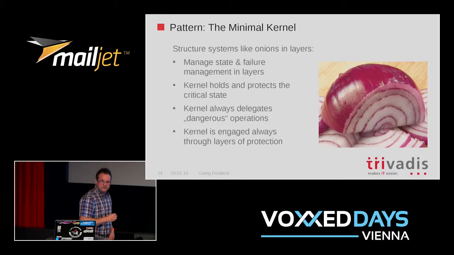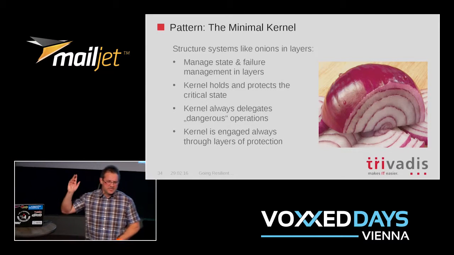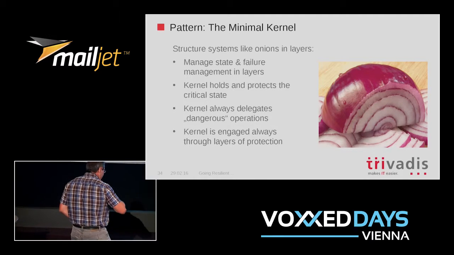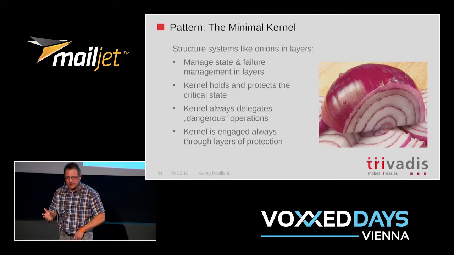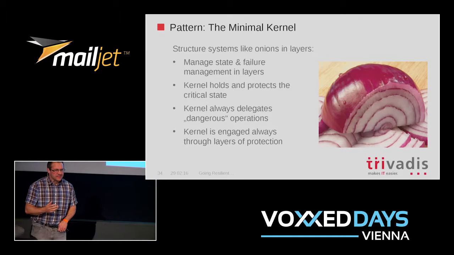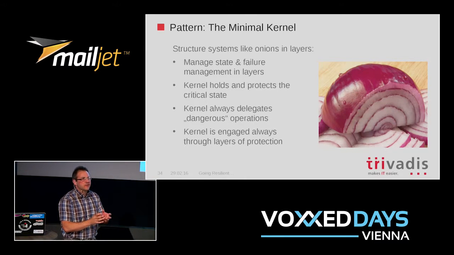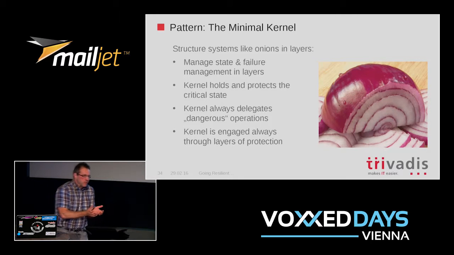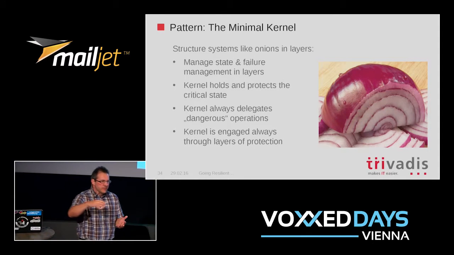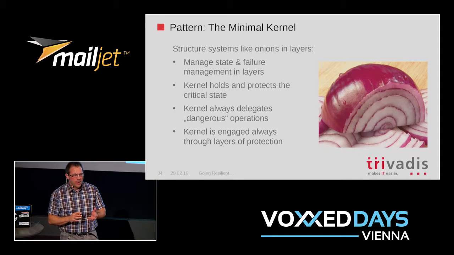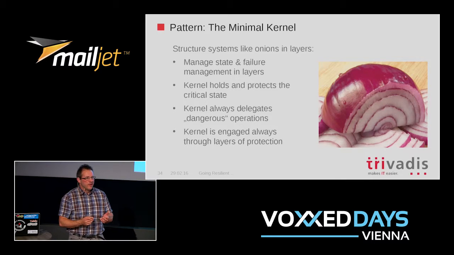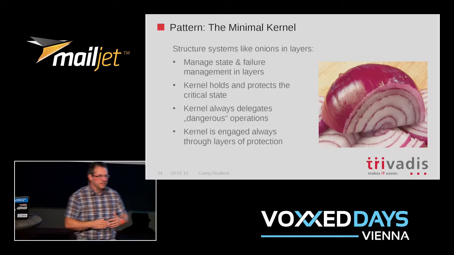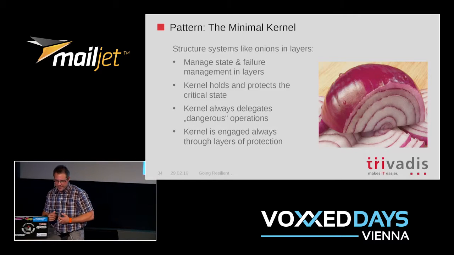Another pattern is the minimal error kernel pattern. We have seen state before, and that there is state that is important and state that is not so important. So it makes sense that the critical state is managed centrally, in a kernel part of our architecture, which is protected through layers so that it's not broken. So our critical state is safe. And all operations that are more critical or more dangerous are delegated to layers more outside, which is then called the onion layer architecture style.